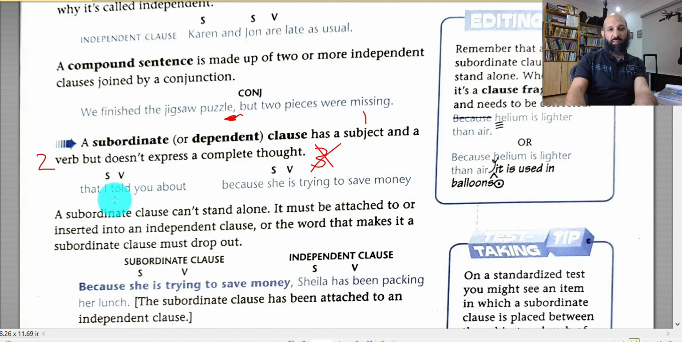Yeah, here it is. But does it make sense if you say "that I told you about"? There's a problem with the word "that" being in a sentence. Let's take another example, and then we'll fix these two examples later on in the lesson.